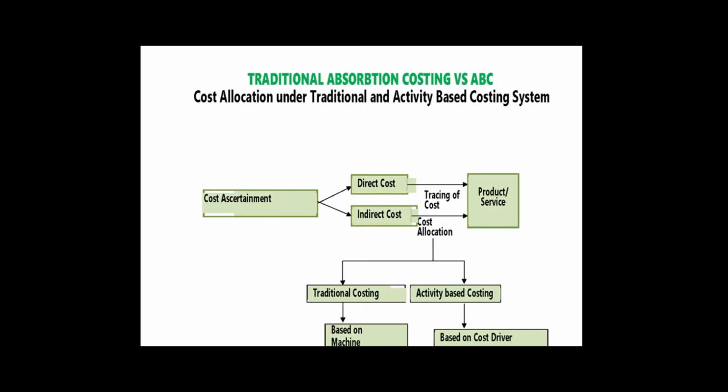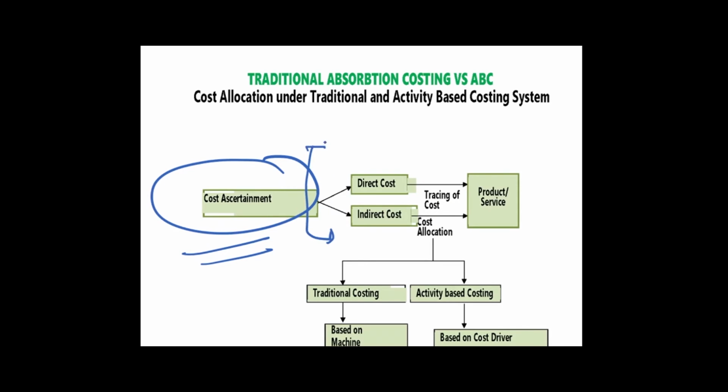Now we'll see the differences between traditional absorption costing versus ABC. First, we ascertain the costs that have occurred, and we bifurcate them into direct cost and indirect cost. Direct cost is directly traceable to a product or service, for example, raw material cost per unit. Indirect costs, for example labor cost or electricity cost, have to be allocated on some basis.